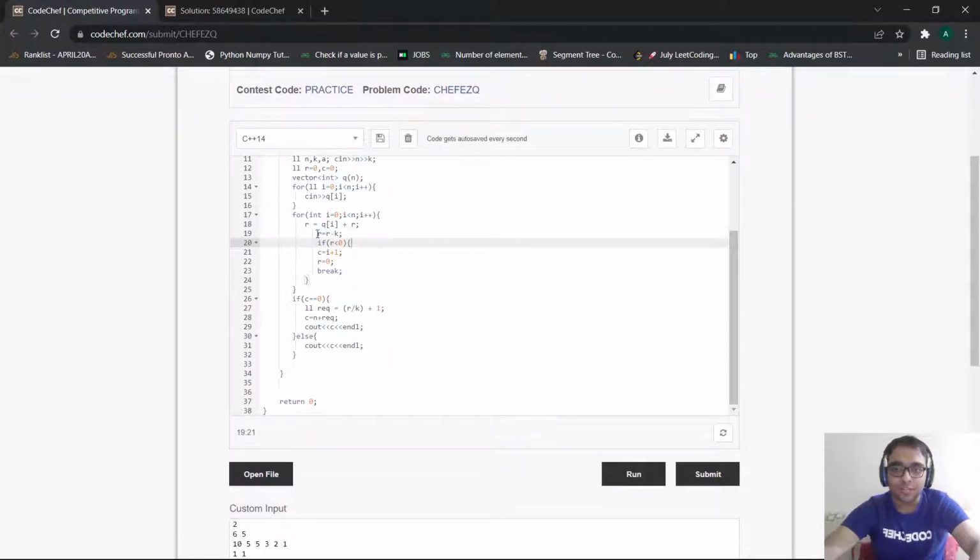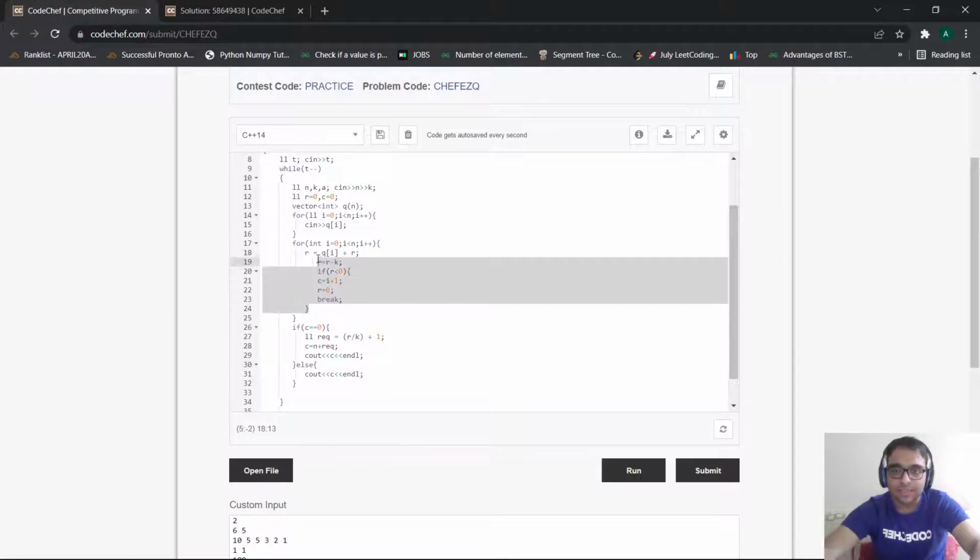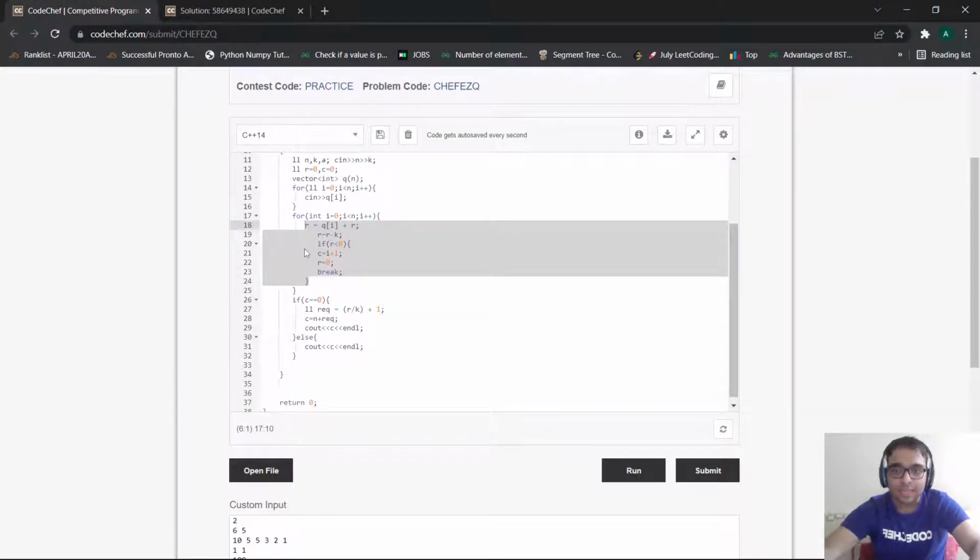So you take the current and subtract k from it. If at any instance current becomes less than 0, then I simply set c, the answer for the first day, as i plus 1. Meaning that on that particular day the condition was violated for the first time, or the person answered less than k questions for the first time. And then I simply break the loop because I got my answer. So basically, if c equals 0, that means the condition was never satisfied, and then we can get our answer by taking the remaining value and adding it with n.